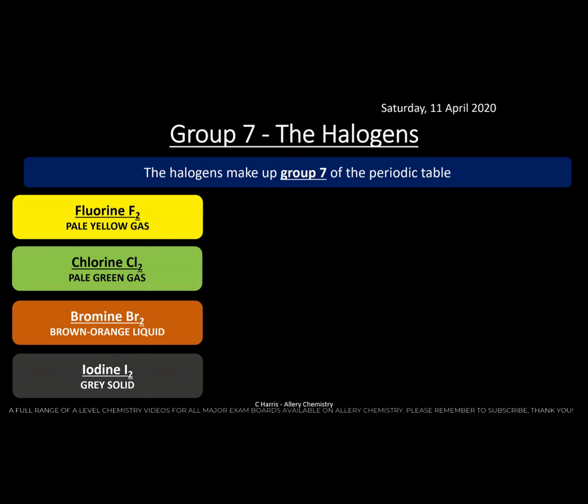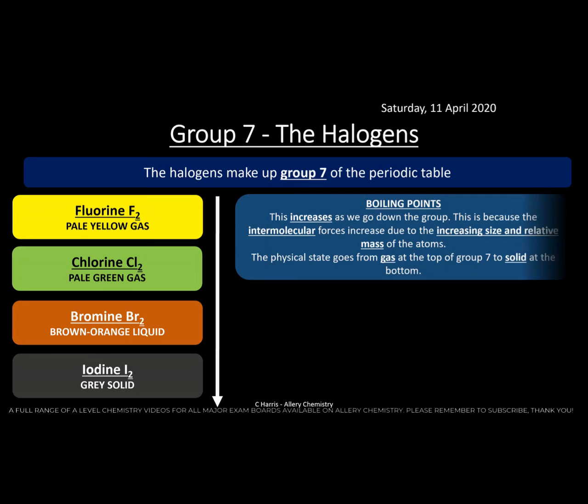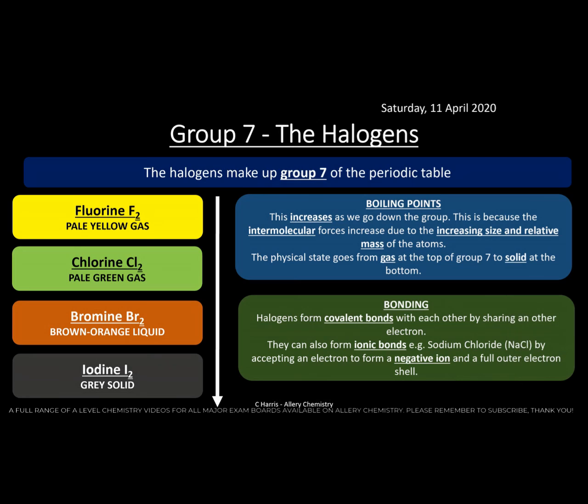You may have seen some of these at GCSE, in reality. So for example, you might have seen bromine water, and you might have seen iodine. So the boiling points, as we go down the group, the boiling point increases. And this is because the intermolecular forces increase because the size of the atom increases. And again, we looked at intermolecular forces in video 2. So if you're not quite sure on what that means, then have a look at video 2, and that goes into intermolecular forces in a lot more detail. But the size of the atom increases, therefore we've got higher intermolecular forces. And so the physical state goes from gas at the top to solid at the bottom, as you can see. These are at room temperature.